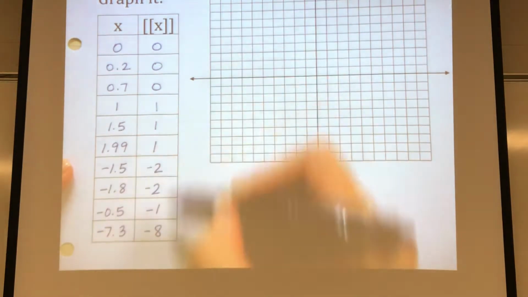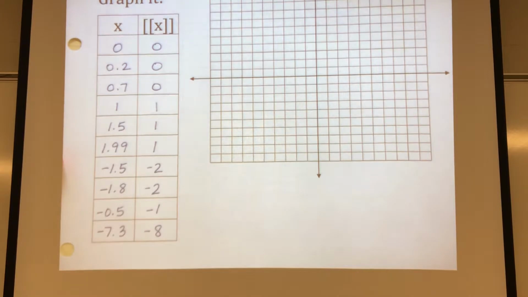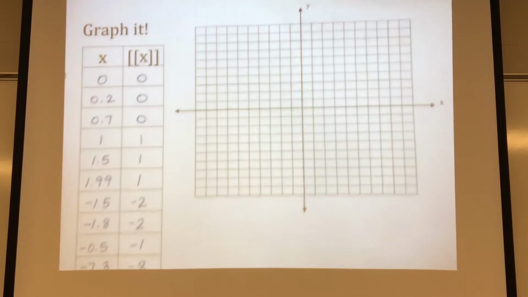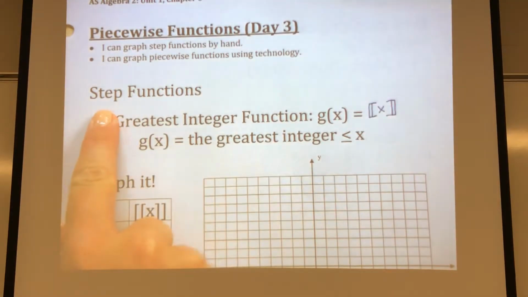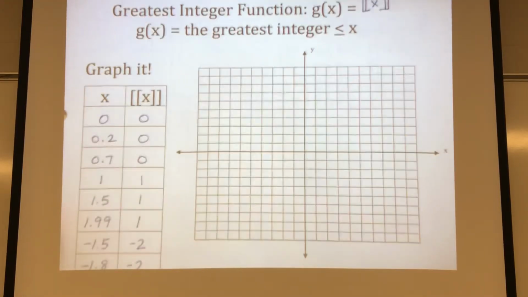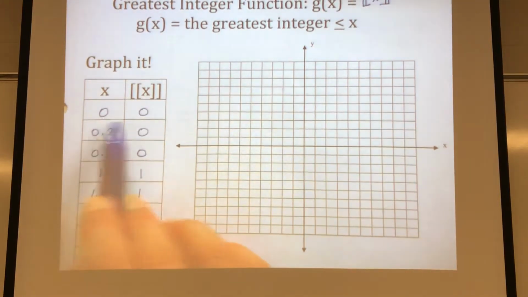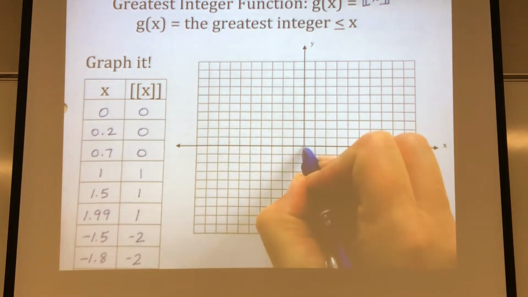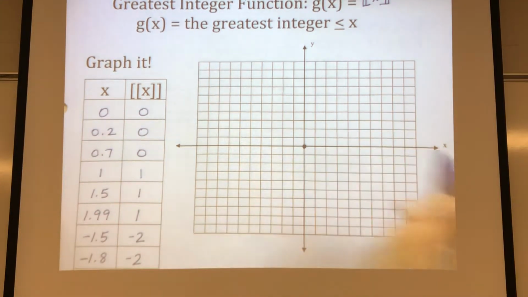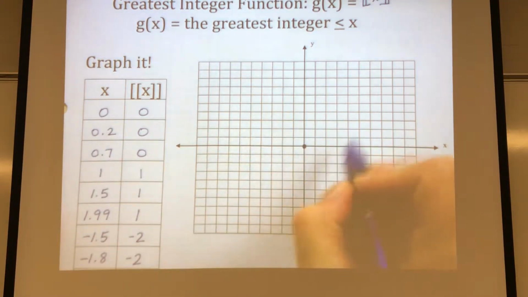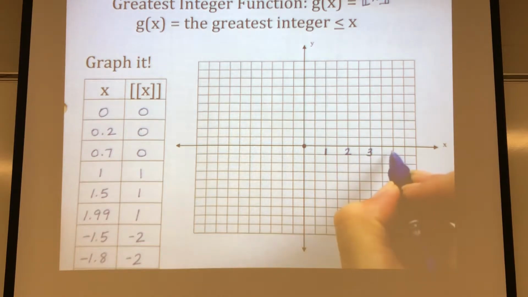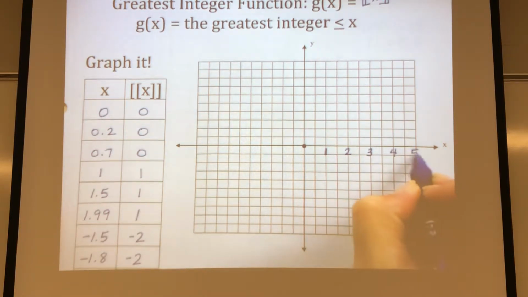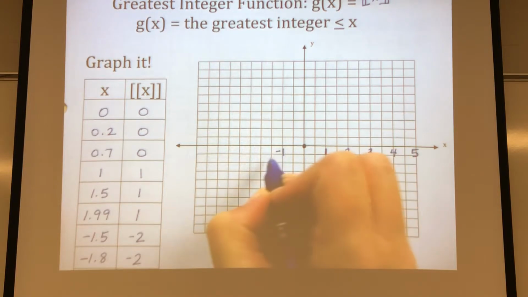So notice all of our outputs on that side are all integers. When we go to graph this, it gives us a graph that looks like stair steps, and that's why it's in the step functions category. Let's take a look. At 0, 0, we would have a point. Then everything, and I'm going to make my scale by 0.5s just so you can see the steps a little bit more easily.